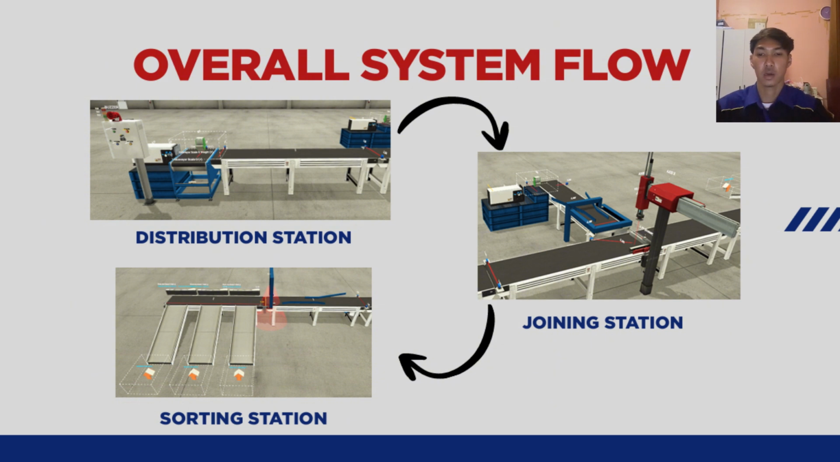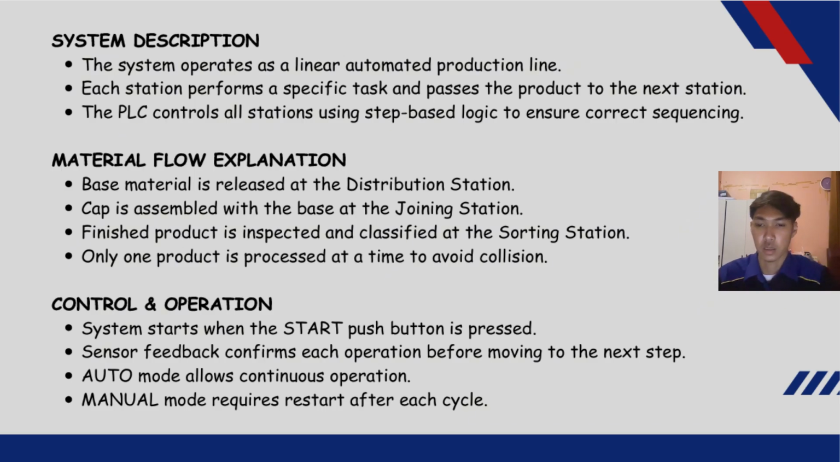And the next is overall system flow. We start from the distribution station, and the next is the joining station, and the last is the sorting station. And the next one is the system description. The system operates as a linear automated production line. Each station performs a specific task and passes the product to the next station. The PLC controls all stations using state-based logic to ensure correct sequencing.